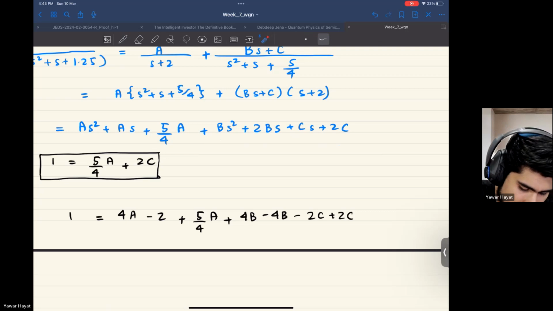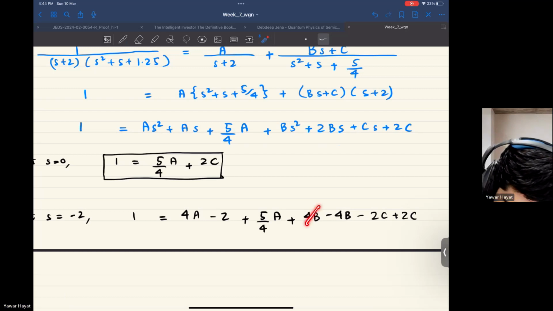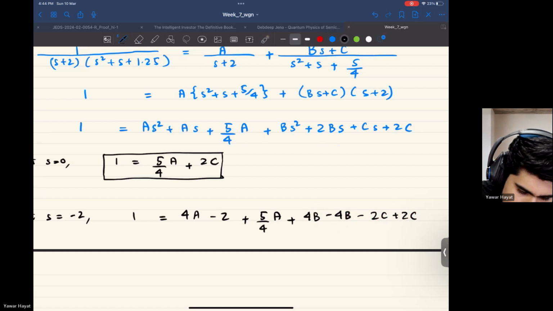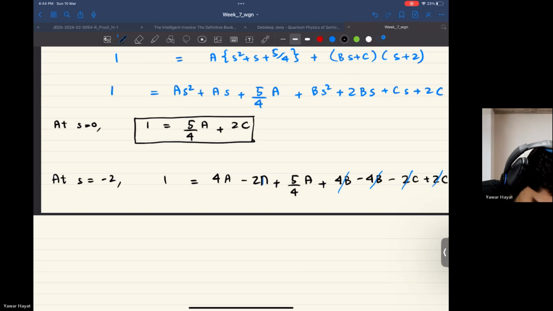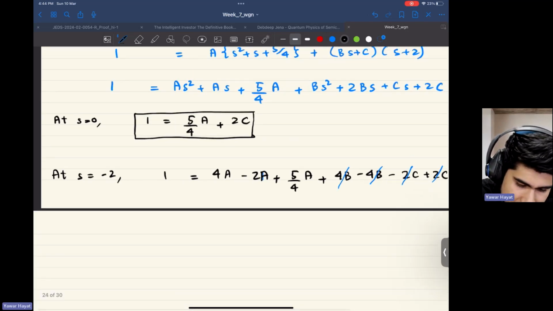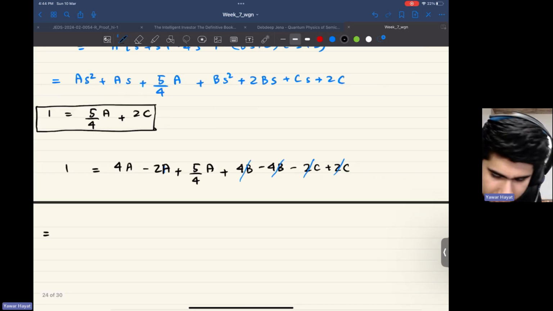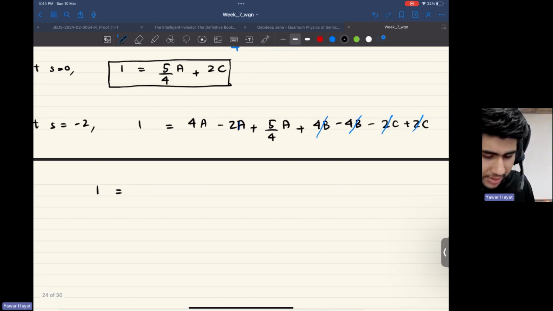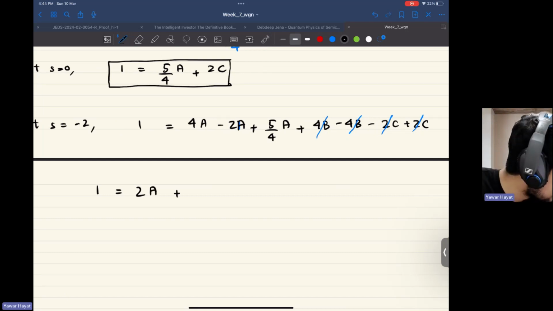Right. In fact, you can now understand why we took S equal to minus 2. The motivation was to eliminate B and C. So this and this would go. And that is what we shall do, and we'll try to obtain what is A. Right, because when S is minus 2, this would be minus 2A. So now I'm left with 1 that is equals to 4 minus 2A is 2A plus 5 by 4A.